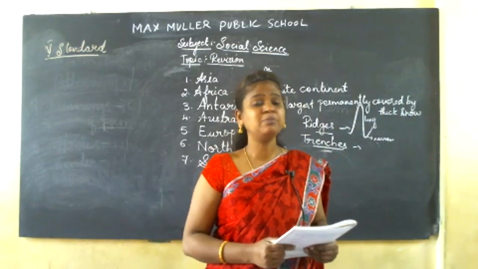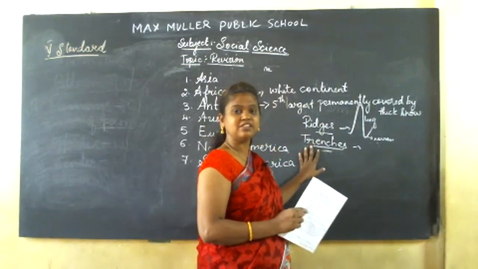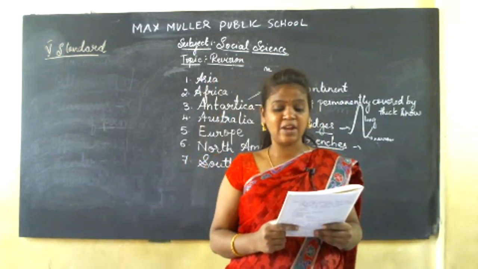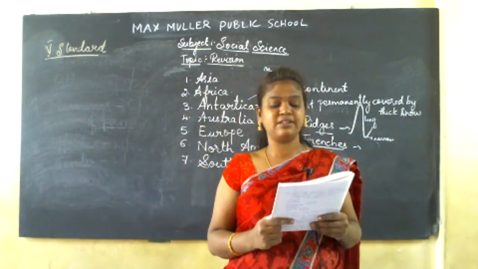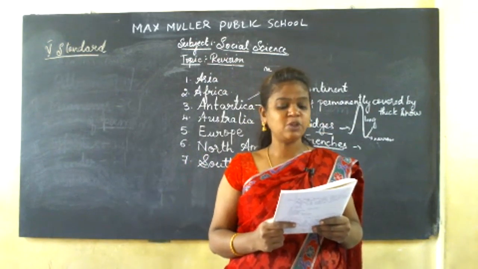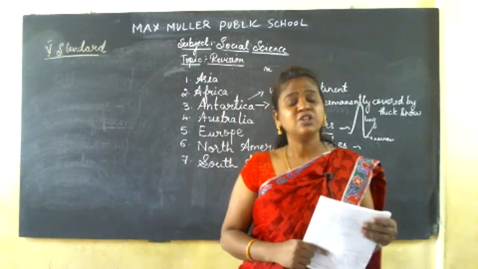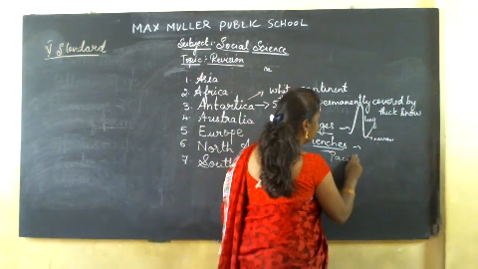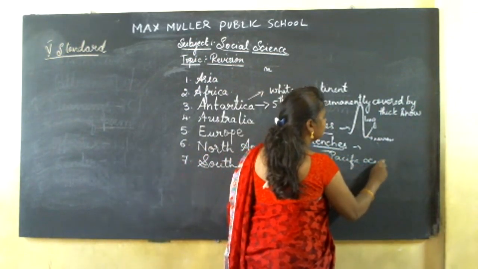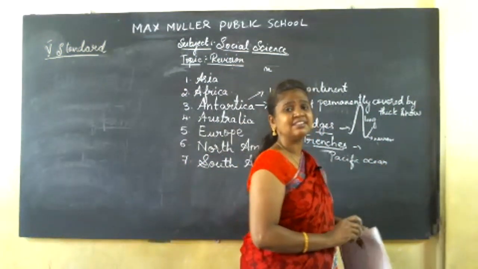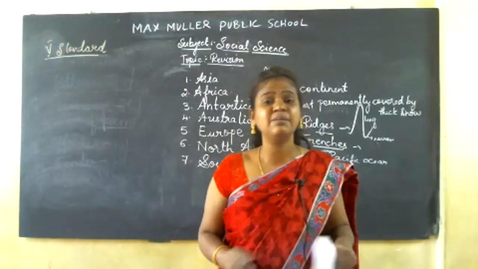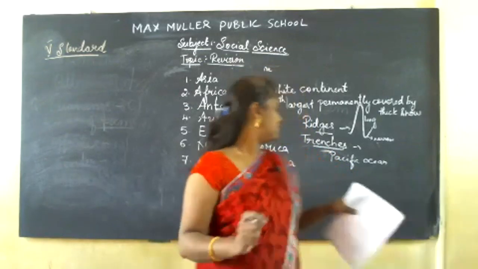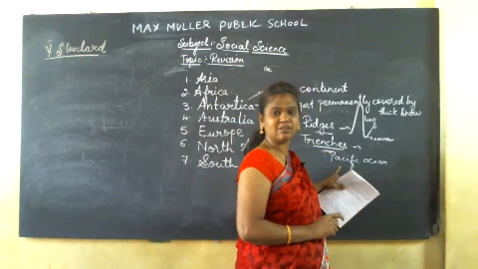And trenches. What do you mean by trenches? Trenches are nothing but long, narrow and very deep pits in the ocean, while most are in the Pacific Ocean. So you all know that the Pacific Ocean is the largest and deepest ocean in the world. It is the world's largest and deepest ocean in the world.